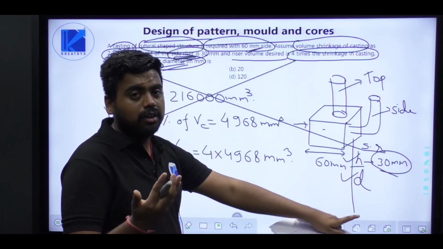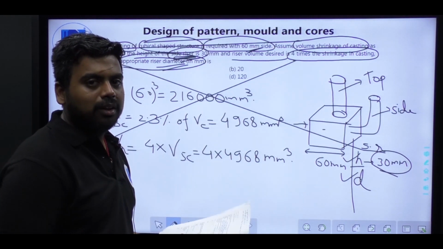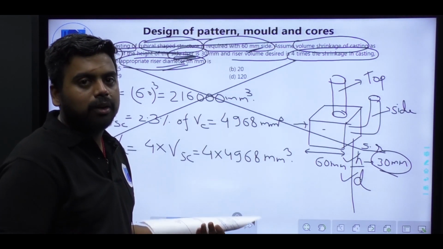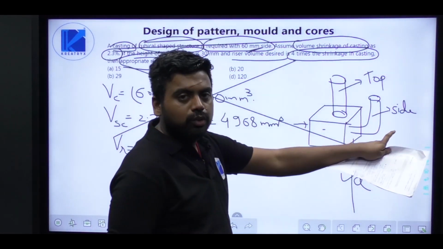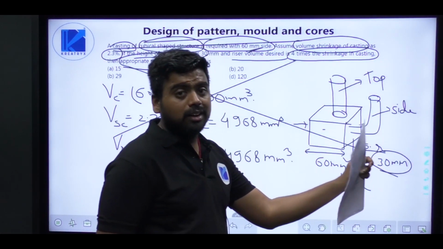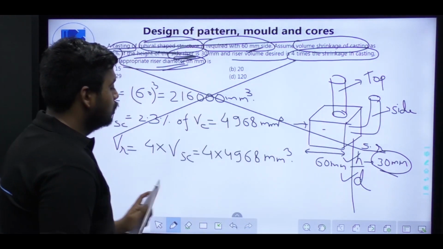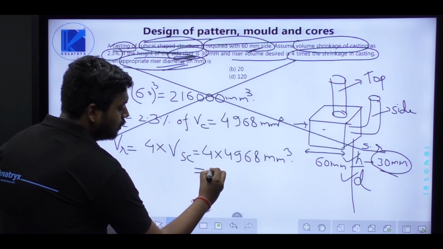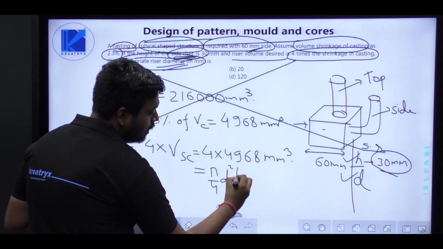Otherwise, if you go for any other shape, let's go for sphere or for cuboid. For sphere, the only parameter is radius, and for cuboid, you have to know all the three sides value. So for this question only, the riser is cylindrical in nature, and it is not clearly mentioned. It is hidden in this question. So we can conclude that the volume of riser is basically pi by 4 d square h.